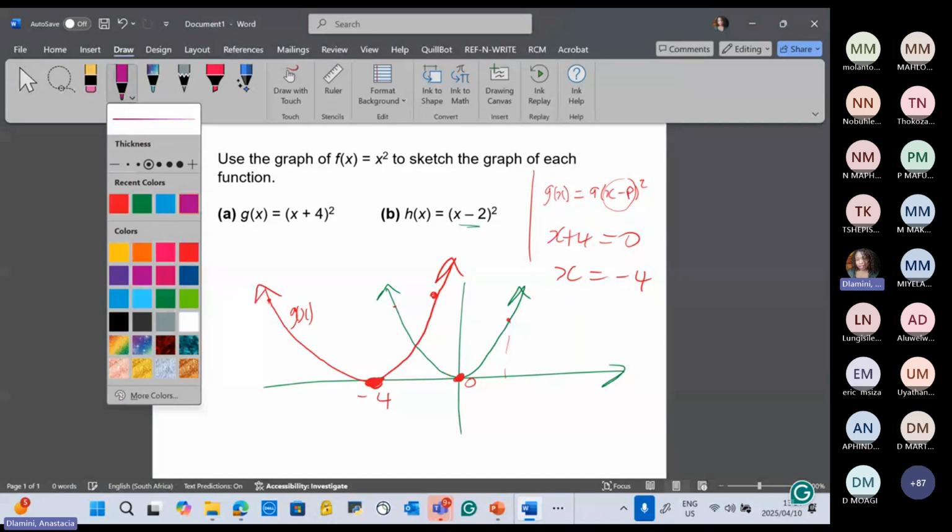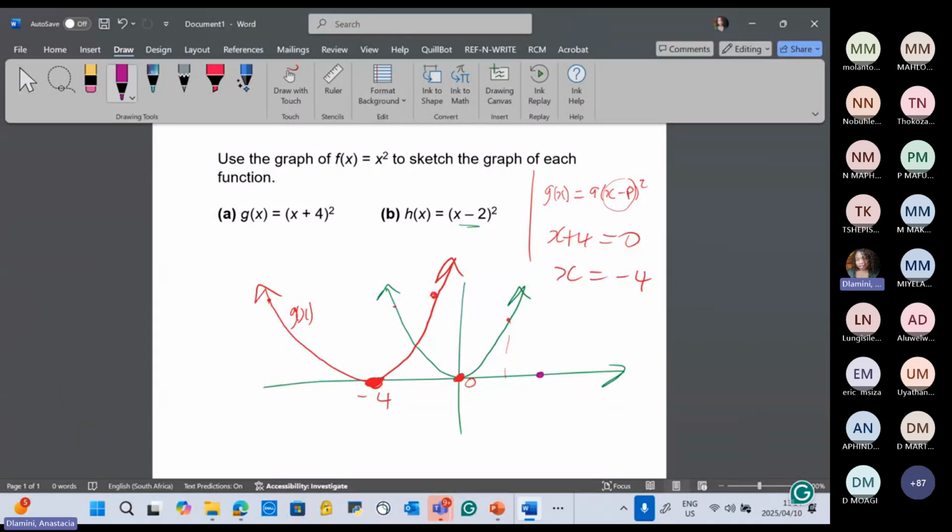Now, this one, it means you're moving 2 units to the right. So it will be here. All the x values change to the right. So it will be something like this. I'm not drawing things to scale, guys, but I'm just showing you. So to the right will be this one. Are we all together with the horizontal shifting to the right, to the left? Thank you.